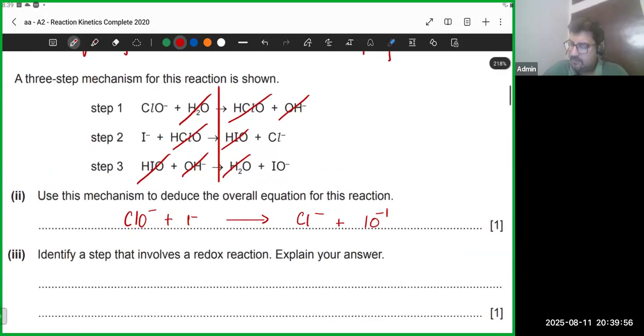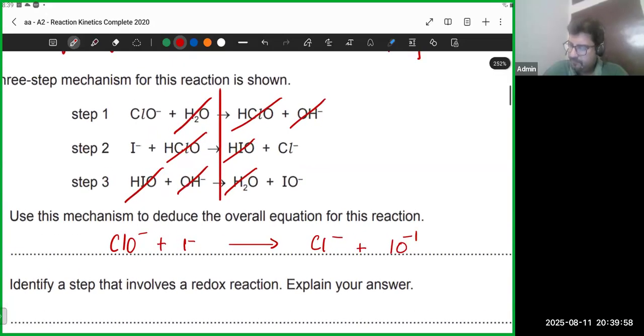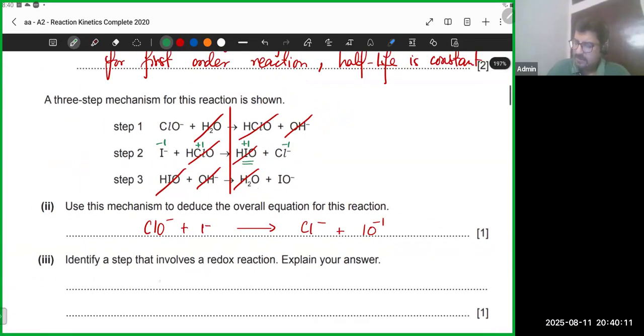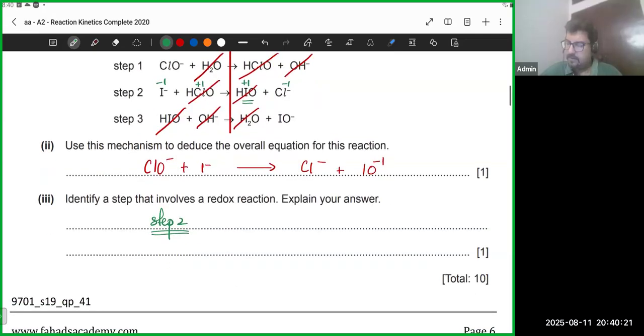The redox is probably this one. I over here is minus one, I over here is plus one, so that's redox. Cl is plus one over here, and I over here is minus one, so that's step number two. Okay, that's redox in this one, and you have to explain your answer.